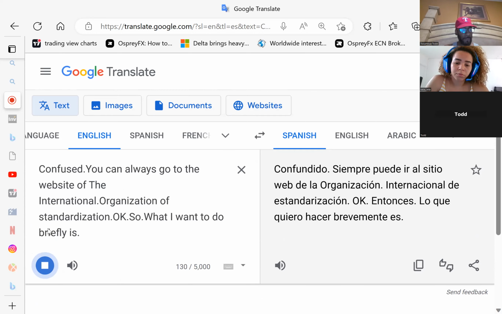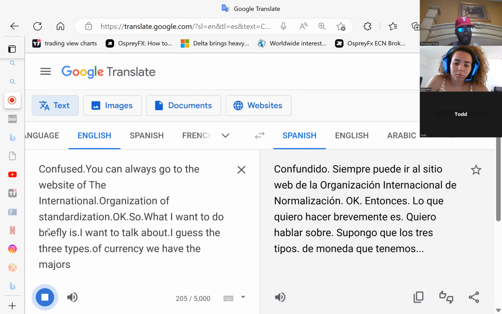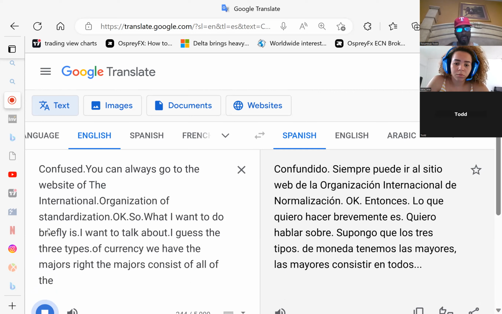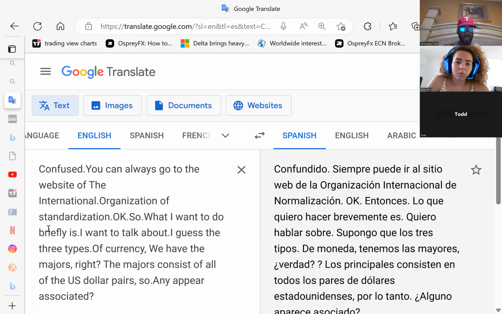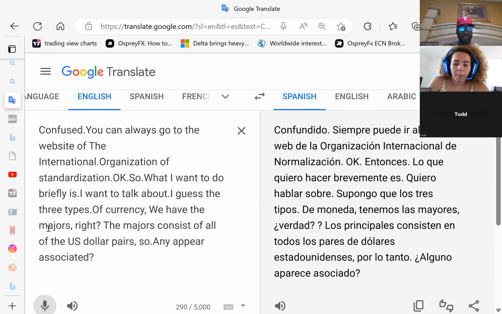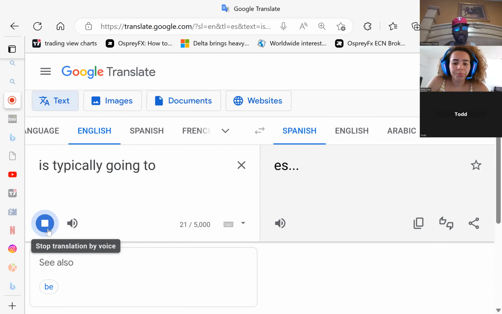Okay, so what I want to do briefly is talk about the 3 types of currency pairs. We have the majors, right? The majors consist of all of the US dollar pairs. So any pair associated with the US dollar is typically going to be considered a major.